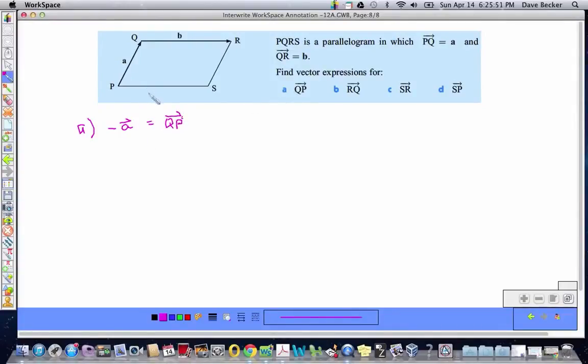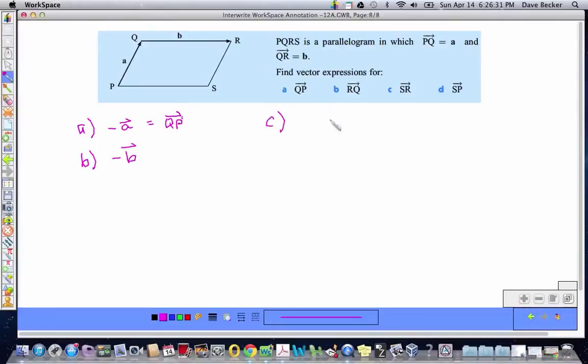Why? Because A is going in this direction. It starts here and goes this way. But if I turned it around, if I negated it, it would start here and go this way, which is what QP is, because it starts at Q and ends at P. What about RQ? Well, that should be obvious from the first example. Same reasoning. That would be negative B, because QR starts at Q and goes to R, but we want RQ. So we start at R, go back to Q. That's the opposite direction of vector B, so that's why we write negative B.